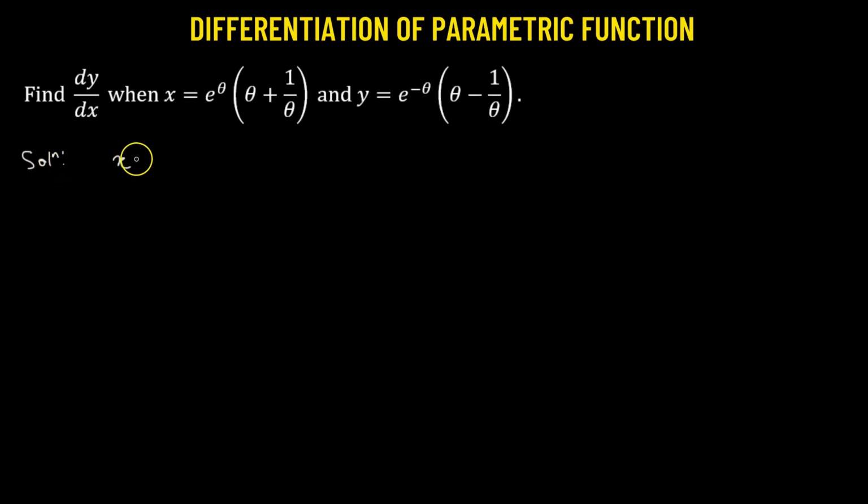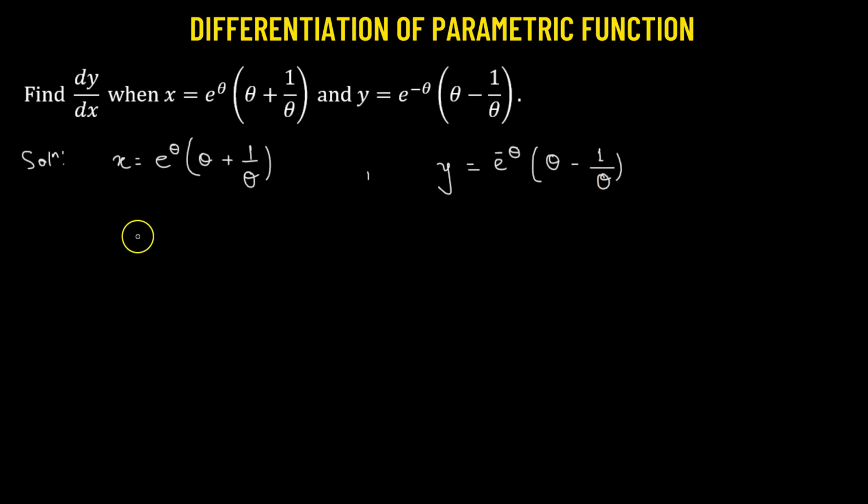Here we are given x equals e raised to the power of theta multiplied by theta plus 1 over theta. And we have y given by e raised to the power of negative theta multiplied by theta minus 1 over theta. Now taking the derivative on both sides with respect to theta, we have the derivative with respect to theta of e raised to the power of theta multiplied by theta plus 1 over theta. This will give us the derivative with respect to theta of e raised to the power of theta.